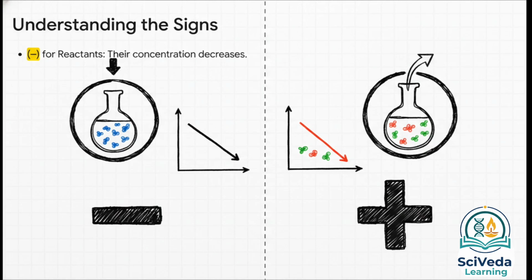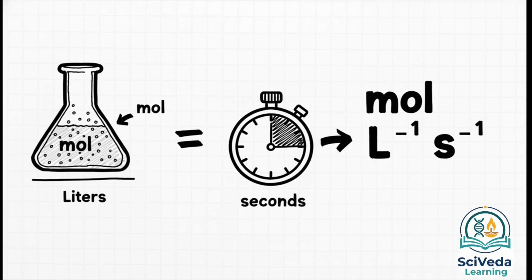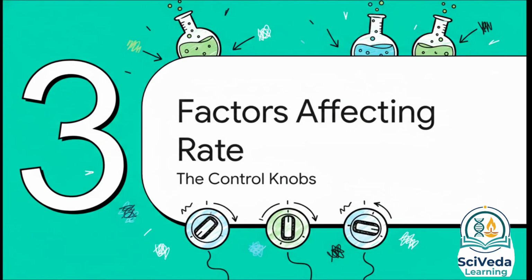Simple as that. And what are the units? Well, if the rate is just concentration divided by time, the units are pretty logical. Concentration is in moles per liter, time is in seconds, so the unit for the rate is moles per liter per second.